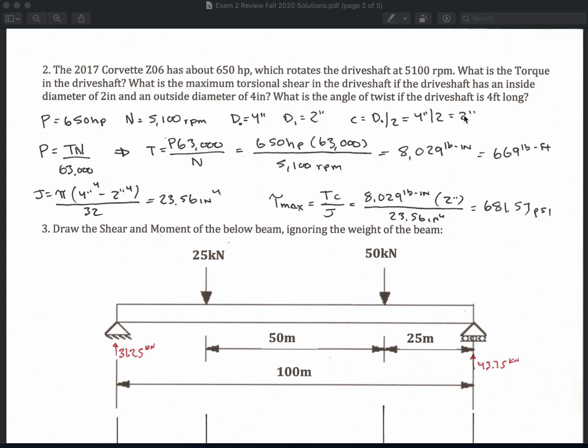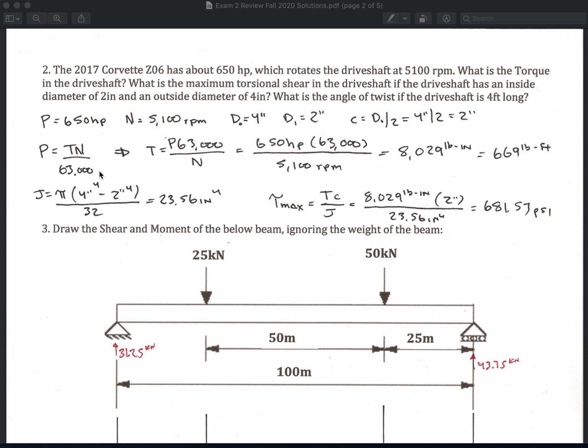Then I need to obtain the torque. Now there's two equations to obtain the torque depending on which unit system you are working in. This problem is in US unit systems. We can see the inches here. So therefore I need to use this equation. The power is equal to Tn over 63,000. 63,000 is a conversion factor.